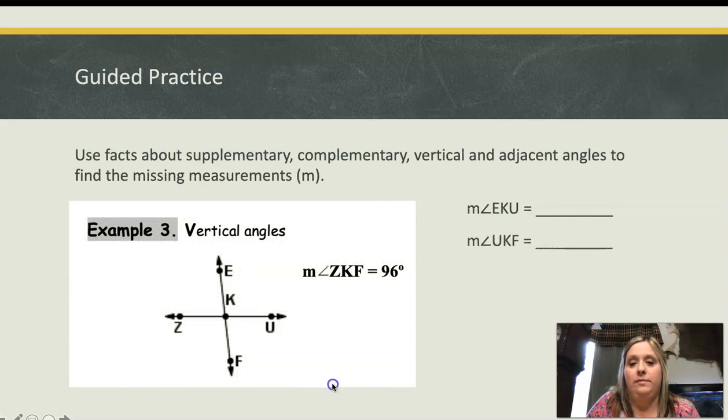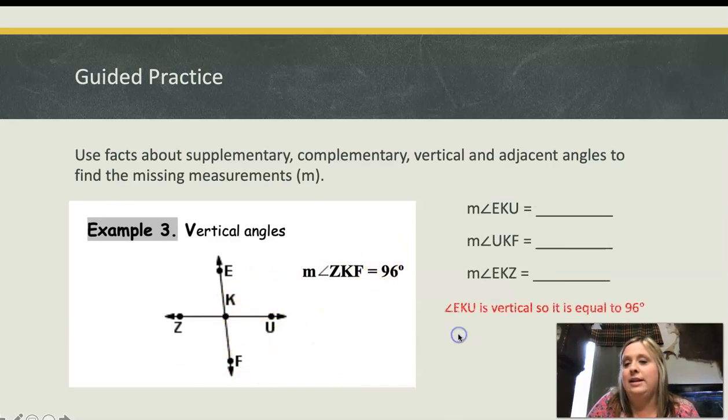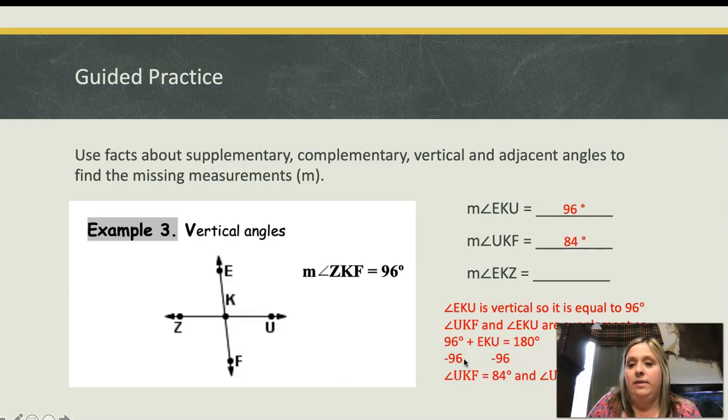For this one, if we know that angle ZKF is 96 degrees, EKU is its vertical angle, so that has to be 96 degrees as well. And then these two are supplementary, so we would do the same thing. We would subtract our 96, and we would find that they're 84, and the vertical angle is then 84 as well, because they're vertical.